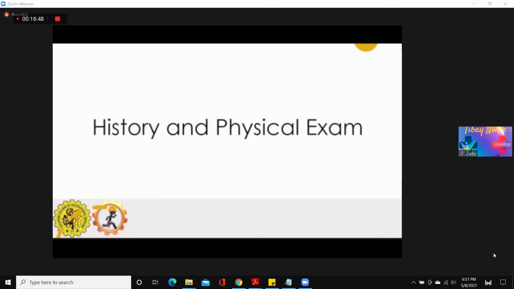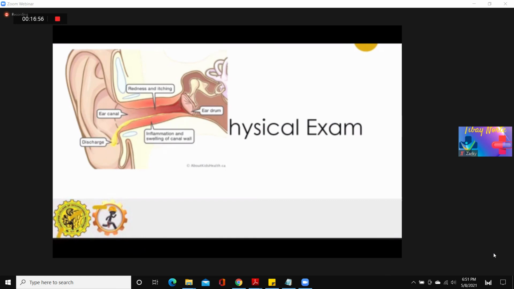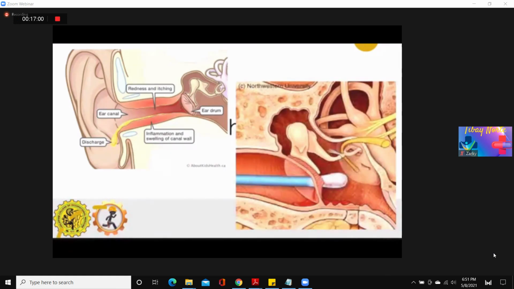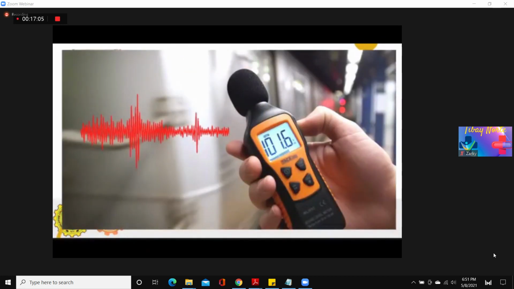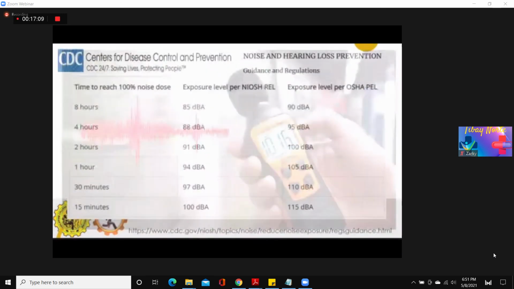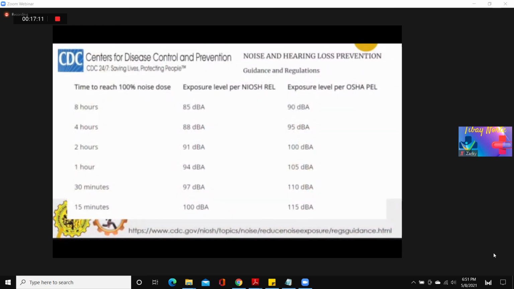History and physical exam is still the forefront when it comes to diagnosing hearing loss. Early treatment of ear infection such as otitis externa or media, and early detection of a perforated eardrum due to manipulation, or in some areas, too much noise exposure, are still the more common causes of hearing loss noted in our clinics.